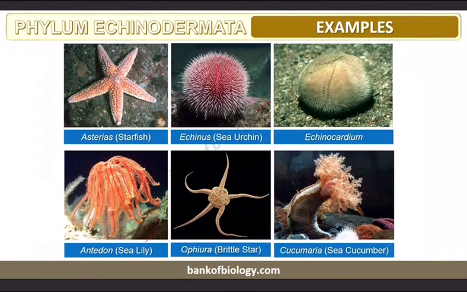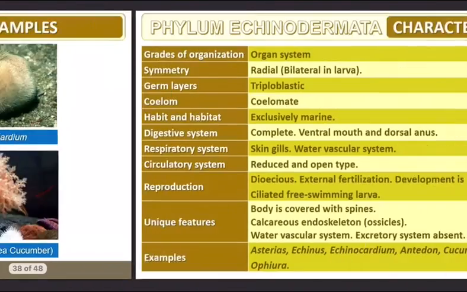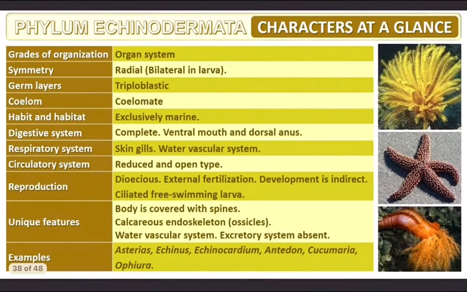At least some of the examples you must remember are starfish Asterias, then sea urchin Echinus, and Echinocardium. You must remember Antedon, the sea lily, and brittle star Ophiura, and sea cucumber. Sometimes they will ask you these names in the competitive exams. Cucumaria. Most of the time they will be asking you this sea cucumber, and sea urchin.